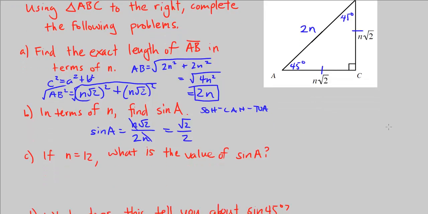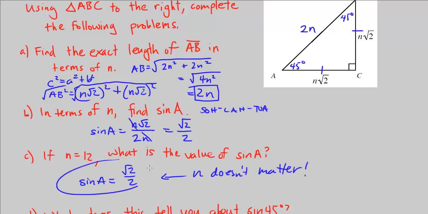Okay? Part C says if n is equal to 12, what is the value of sine A? Sine of A is equal to, well, it doesn't matter what n is, right? n cancels out, so it's still equal to square root of 2 over 2. No matter what n is, n could be anything. Well, I don't want to cross it out, I just want to say it doesn't matter here, right? n doesn't matter. If n was 10,000, sine of angle A is still square root of 2 over 2.